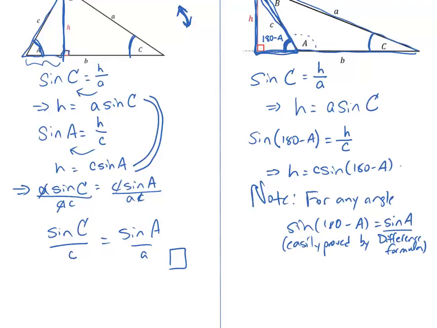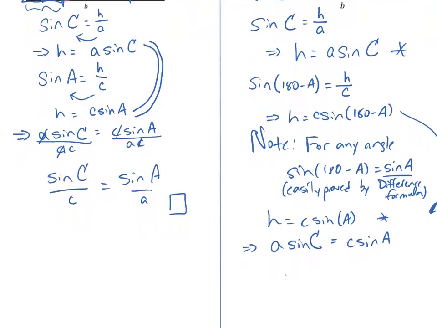So if that's the case, then this now says h is equal to c sine of a, which means a sine of c from here is equal to c sine of a from here, and thus sine of c over little c equals sine of a over little a. All we did was divide both sides by little a little c, like we did in the first case. Proved. In this obtuse case, it all comes from this property right here. Done. We've proved the law of sines.